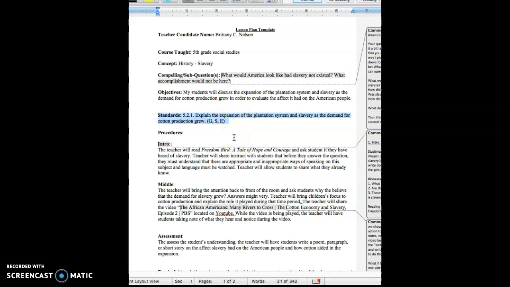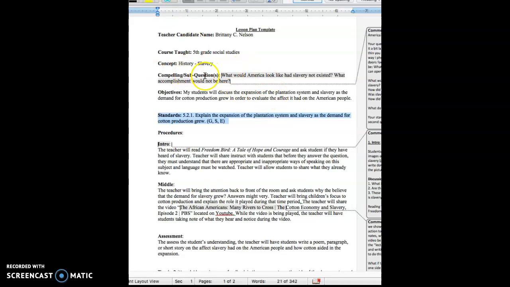So students are going to have to be able to explain that system and find ways to give evidence that shows how slavery and the plantation system were connected to the cotton production. I wonder if there's another standard that addresses this as well, but for a sub-question, having one standard is a good way to address a sub-question.